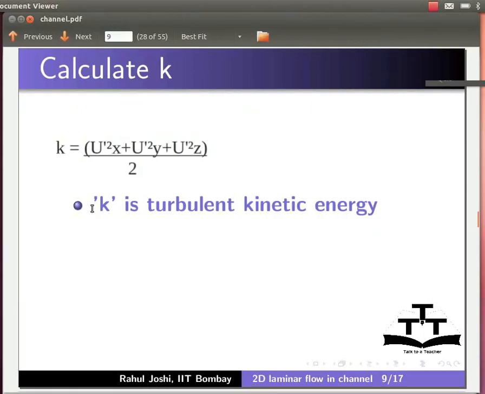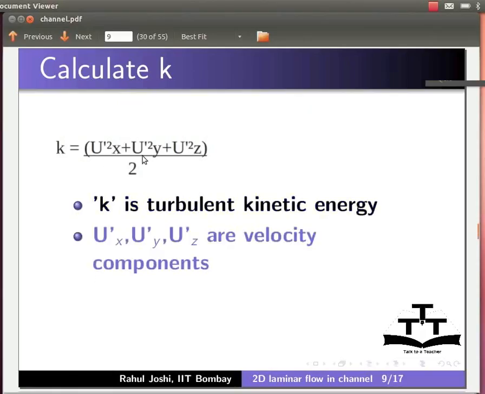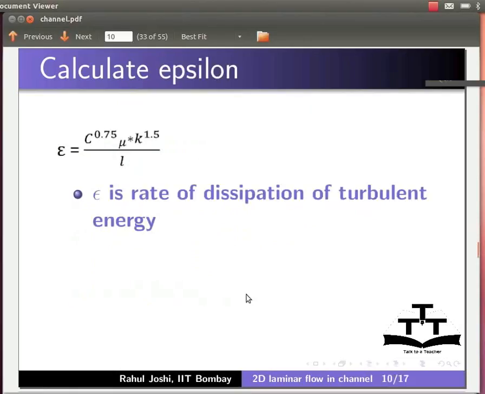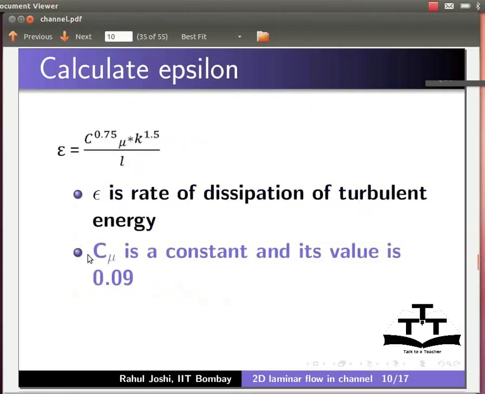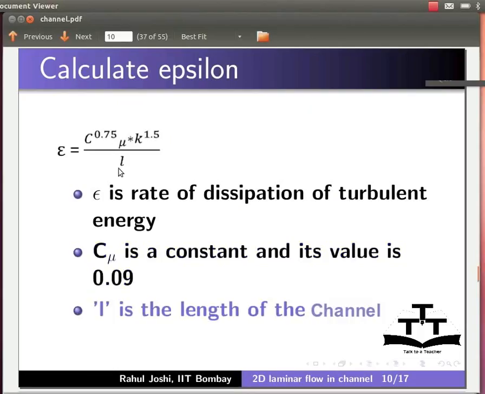Calculate K, which is the turbulent kinetic energy, from the formula given in the slide, where Ux, Uy, and Uz are the velocity components in the X, Y, and Z direction, and U dash is 0.05 times U actual. Calculate epsilon from the formula given, where epsilon is the rate of dissipation of turbulent energy, C mu is a constant, and its value is 0.09, and L is the length of the channel. Let me minimize this.